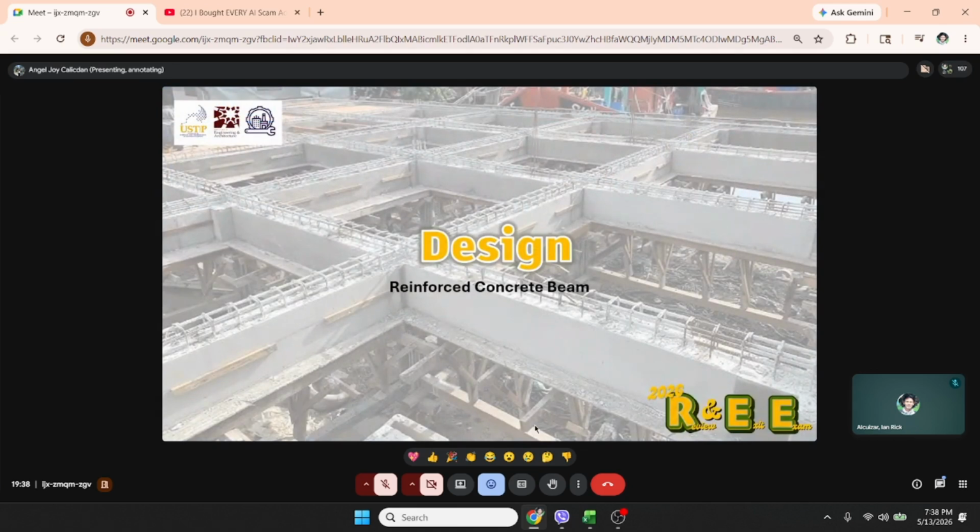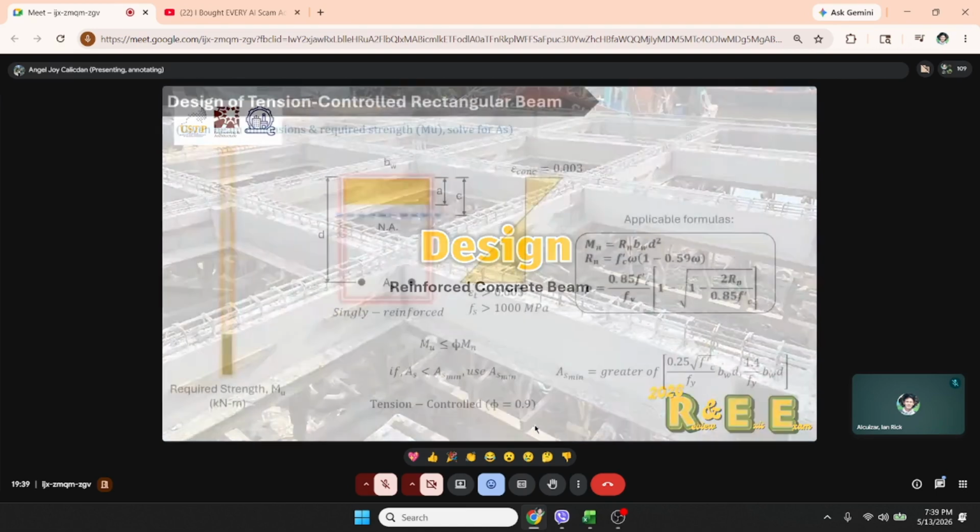So for the design sa reinforced concrete beam, given na pod ang Mu or design moment capacity or ultimate moment capacity, ipasolve ka sa moment, maximum moment, then papangitaon din ka sa number of bars. So design, so ikaw magbuot kung unsa dapat ang number of bars, but based japon siya sa code.